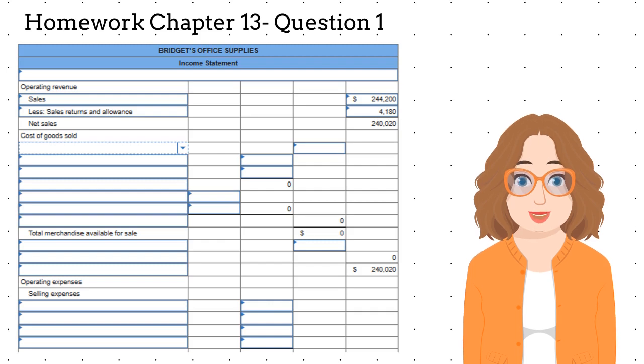What is left to do? Sort the expenses by selling expenses, which are accounts 611 to 617, and general and administrative expenses, which are numbered 631 to 646.